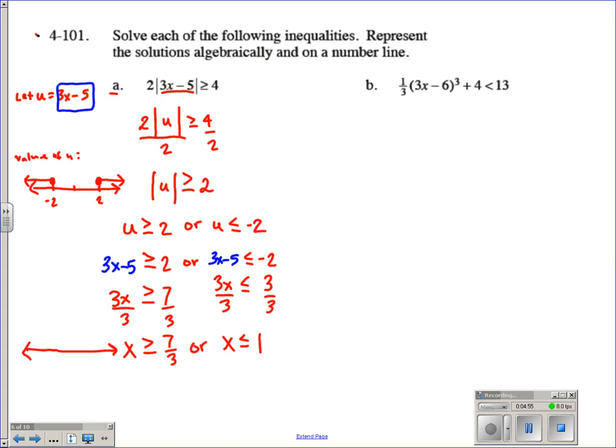So as we take it here, what's less, 7/3 or 1? Well, 1 is less than 7/3 because 7/3 is about 2 1/3. So we've got 7/3 here.